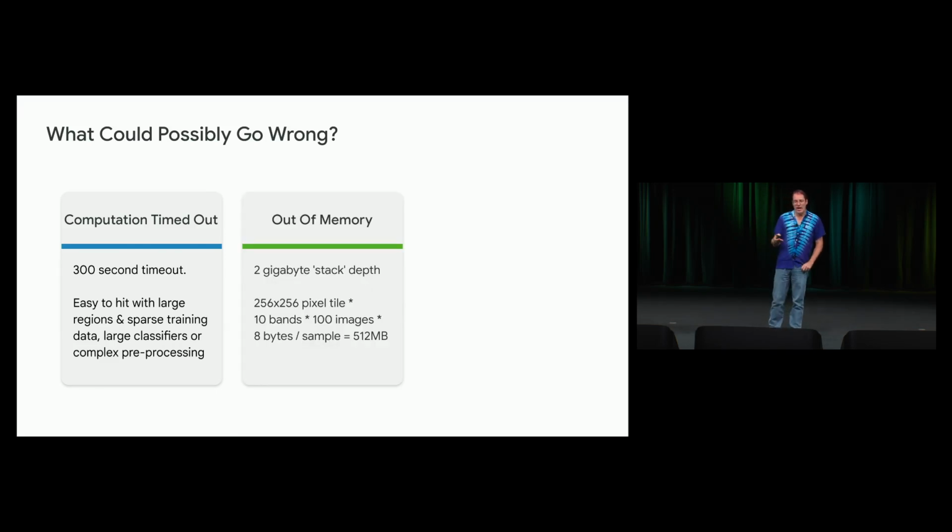You can also run out of memory. There's a canonical 2 gigabyte stack depth that we have, and it's hard to figure out exactly what that means, but it roughly means that you can get about 2,000 values per pixel before you start running out of memory. That turns into something like a stack of 100 images, depending on how big those images are in terms of bit depth, how many bands they've got, that sort of stuff. So navigating that stack depth is tricky.